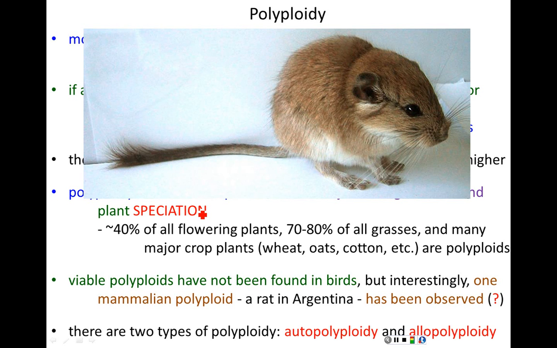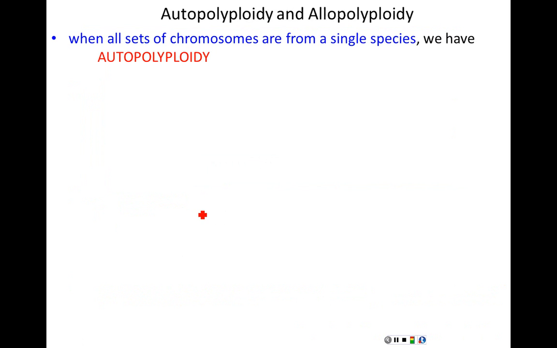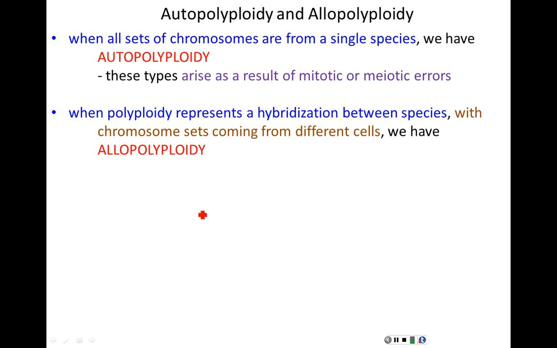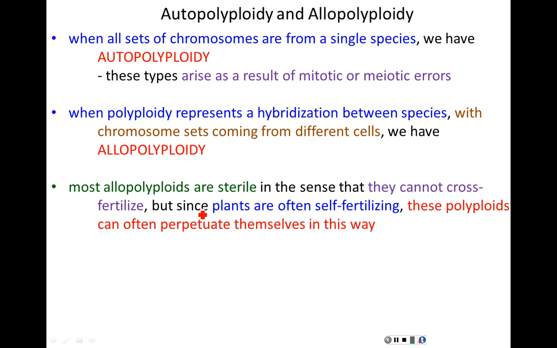There are two types of polyploidy, autopolyploidy and allopolyploidy. When all the sets of the chromosomes are from a single species, we have autoploidy. These types arise from problems with mitotic divisions, problems with meiotic divisions. These are naturally occurring polyploids within a single species. When polyploidy represents a hybridization between different species, and this is where the plants get involved, with chromosome sets coming from different cells of different species, we have alloploidy. This can happen naturally, but we make this happen much more prevalently with agriculture.